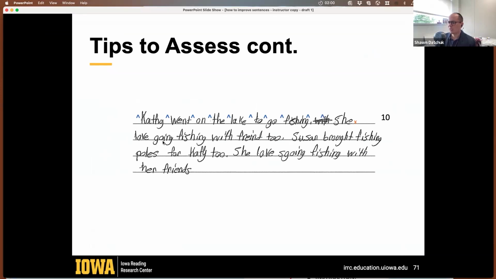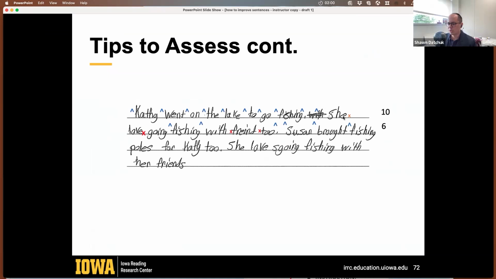She love. So this is where the chain would be broken. So that should probably be she loves going fishing or she loved going fishing. But now, since that love word is missing something grammatically, they would get incorrects around it. Going fishing with, now this one, friend, is misspelled. So since we're using this as a CBM task, we would count that incorrect, unfortunately.